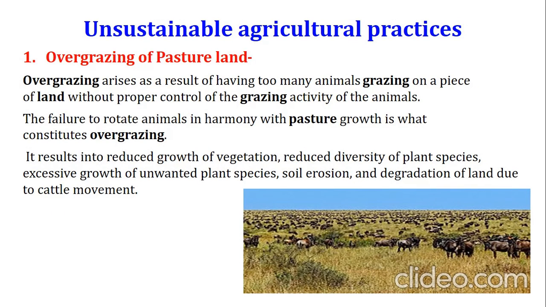The first unsustainable agricultural practice is the overgrazing of the pasture land. Overgrazing arises as a result of having too many animals grazing on a piece of land without proper control of the grazing activity of the animals. The failure to rotate animals in harmony with pasture growth is what constitutes overgrazing. It results in reduced growth of vegetation, reduced diversity of plant species, excessive growth of unwanted plant species, soil erosion and degradation of land due to cattle movement.